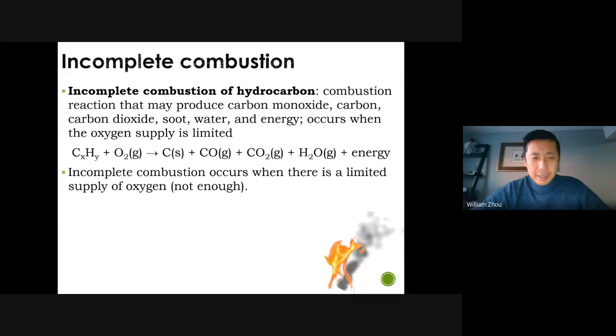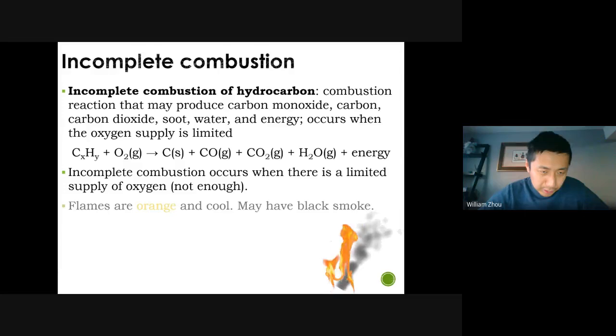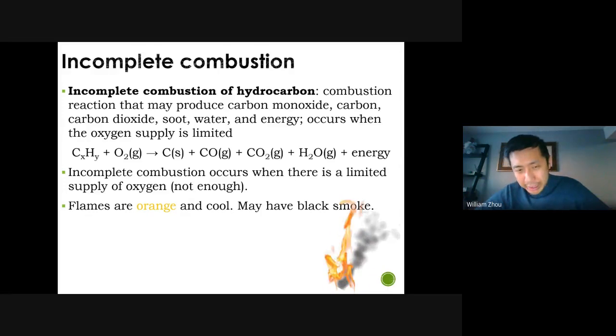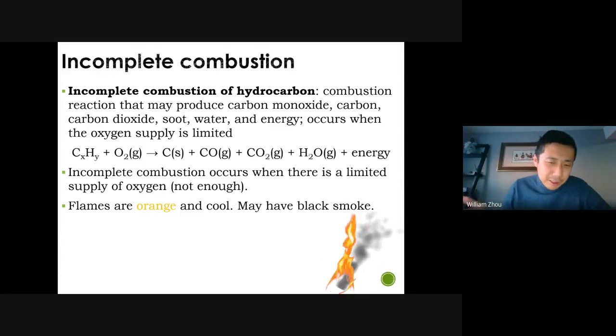Again, if you don't have enough oxygen, this occurs. And flames are orange and cool. By cool, I don't actually mean it feels cold. This is a relative term. Compared to the blue flame, this is cool, but it still burns your hand. It's still quite hot, and it may have a black smoke because of the solid carbon.